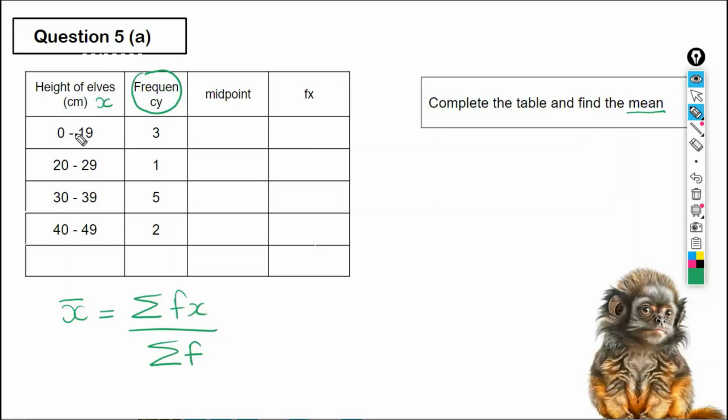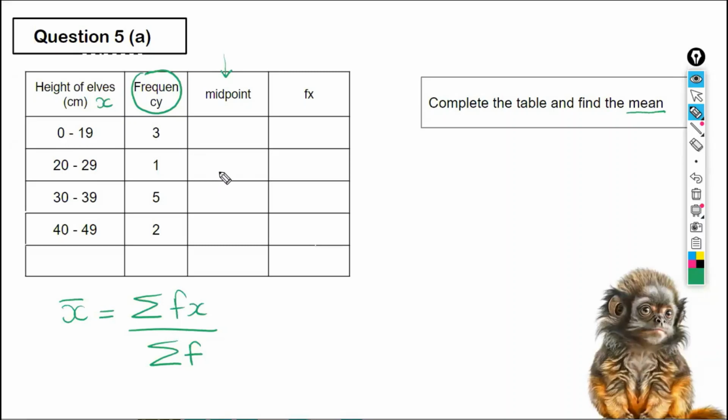So we have to take our frequency and multiply it by the heights. But the problem is the height is given as a range, 0 to 19. So in this case we can't multiply the 3 by both values. Instead, you have to use what? The midpoint. So we have to find the midpoint of each of those ranges. To find the midpoint, we add both values in the range and divide by 2.